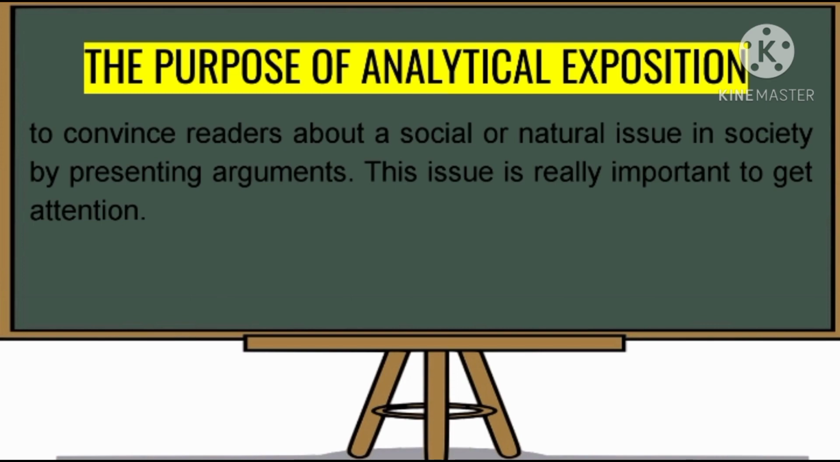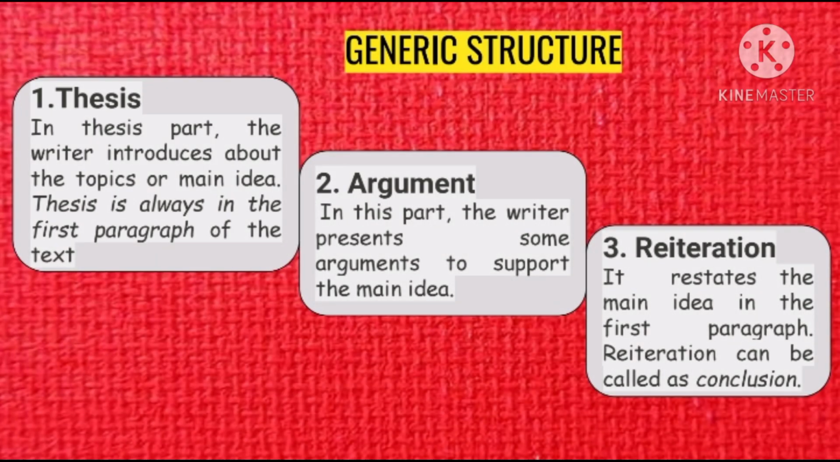Talking about a text, it deals with generic structure, right? So, for analytical exposition, there are three kinds of generic structure. Number one is thesis, number two is argument, and the last one is reiteration. In thesis, the writer introduces the topic or main idea. Thesis is always in the first paragraph of the text. Jadi tesis ini adalah topik yang akan dibahas oleh si penulis dan tesis selalu muncul atau ada di paragraf pertama.